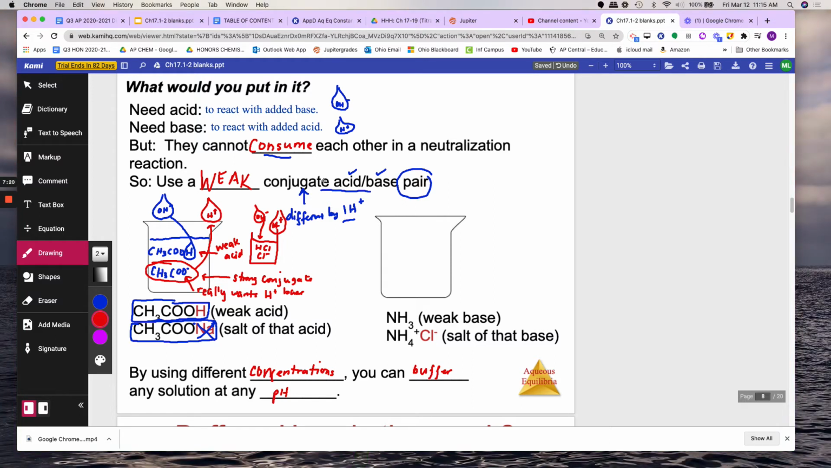Okay? So you can also have a weak conjugate acid base pair. So you can have a weak acid or you can have a weak base. And if that's a weak base, then NH4 plus, which is its conjugate, is going to be a strong conjugate acid. Now you might wonder, well, not as strong as the top 7. It's just a strong acid compared to its conjugate base.